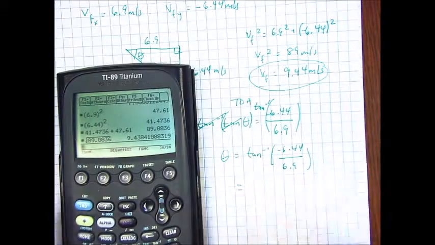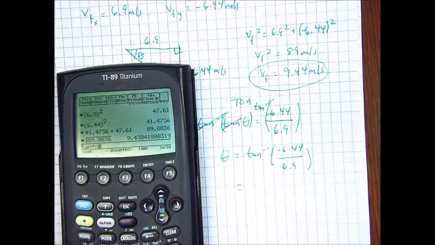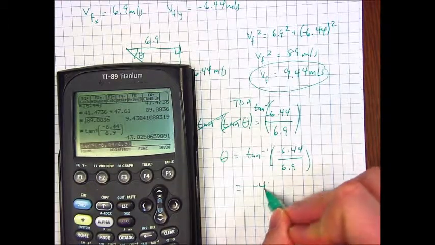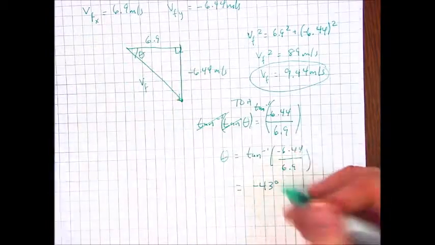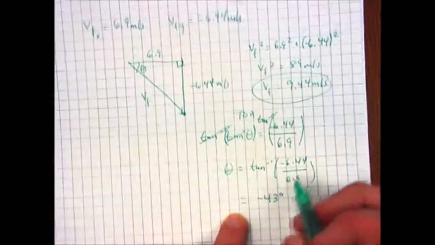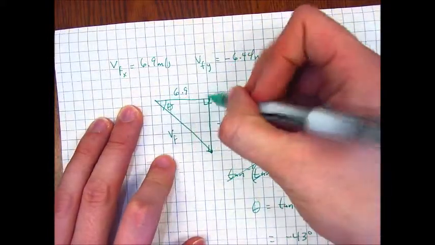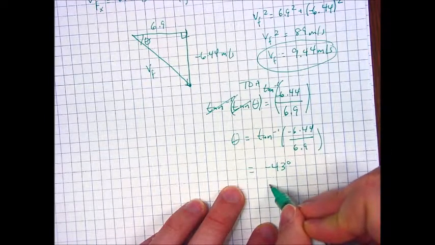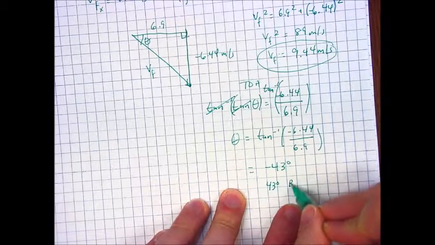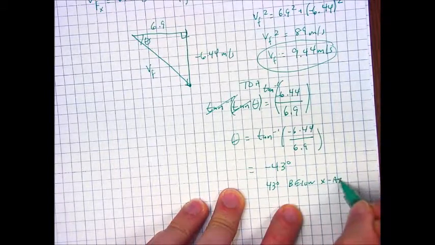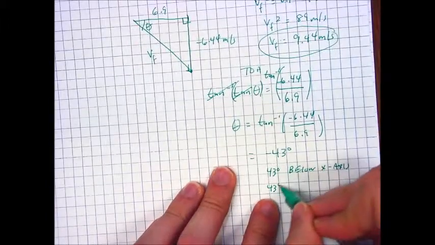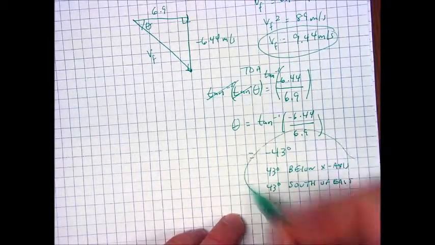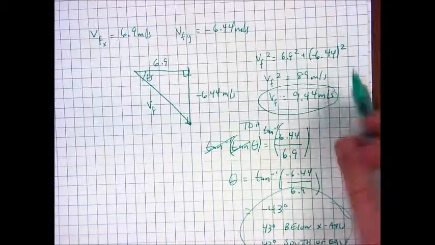Make sure you're in degree mode. I have to press the green button to get tan inverse. It's negative 6.44 divided by 6.9 gives me a negative 43 degrees. Like I said, that's going to make sense. I figured I would get it close to 45. And we know it's negative because it's below the x-axis. Another way you can write this is you can say 43 degrees below x-axis, or 43 degrees south of east, whichever you prefer. So that's your angle. This is your final speed. Hope that helped.